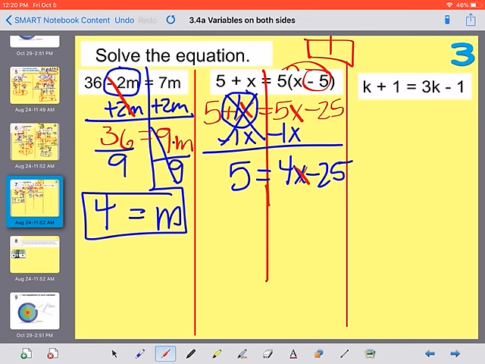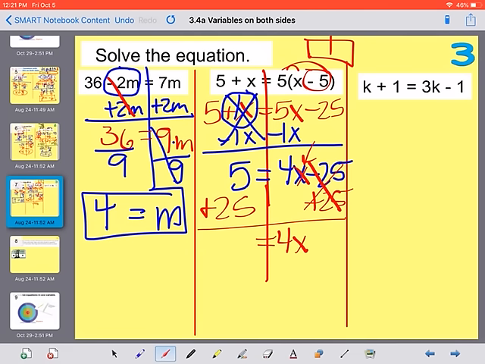So we need this x all by itself. Get rid of adding and subtracting on that side because we want this by itself. We don't want to move this 5. That won't help us get x by itself. So I'm going to add 25. Those eliminate, and we have 4x. And then 25 plus 5 more gives us 30. And then last, we need to divide by 4.